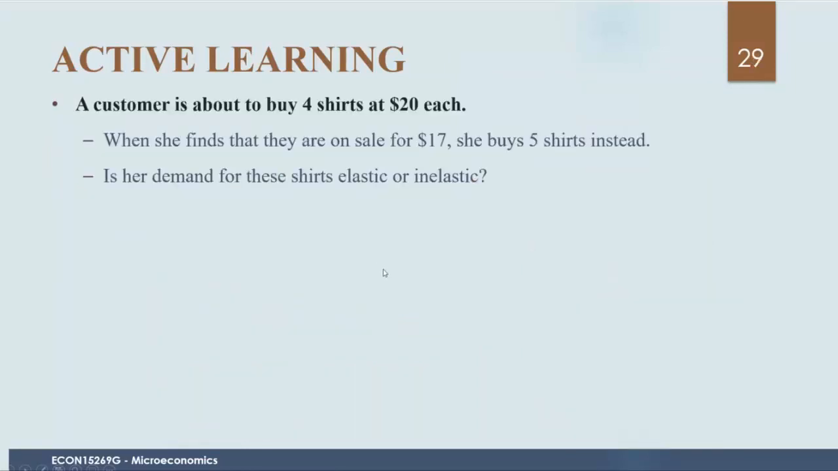Okay. A consumer is about to buy 4 shirts at $20 each. When she finds that they're on sale for $17, she buys 5 shirts instead. Is her demand for these shirts elastic or inelastic? How do we answer this question? Yeah, so all we need to do is multiply 4 times 20. When we do that, we get 80.